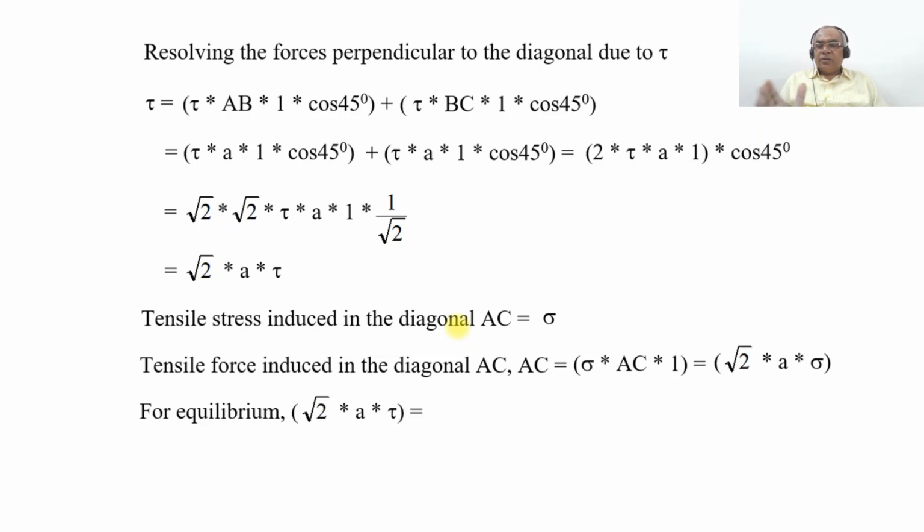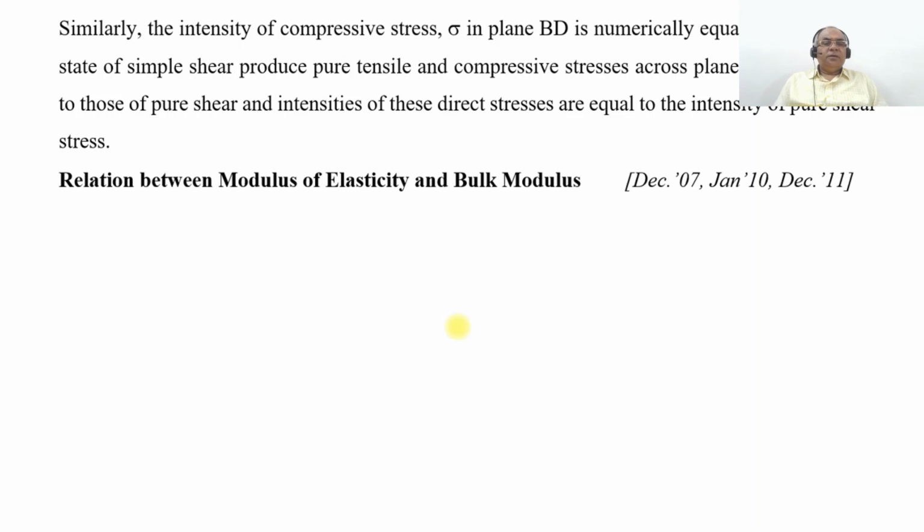So for equilibrium, root 2 into A into sigma is equal to root 2 into A into tau. So tau is equal to sigma. Hence the resultant is 0. So this is how you will be able to get the derivation.